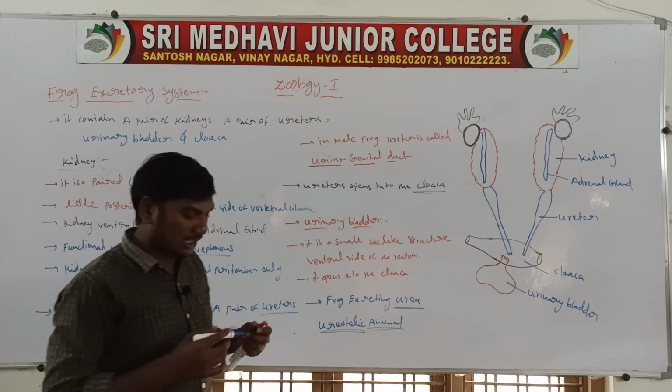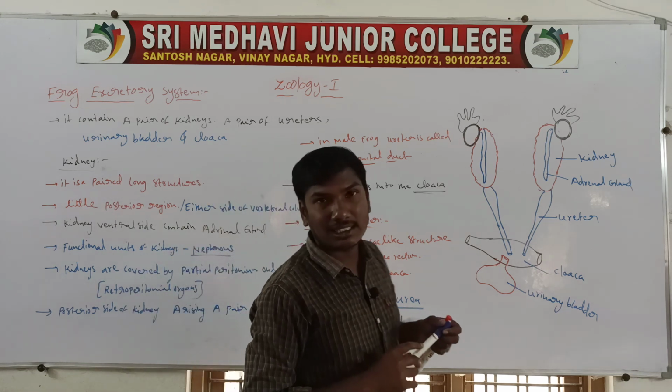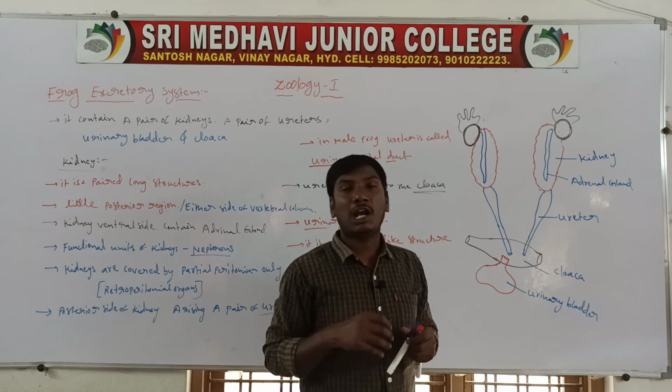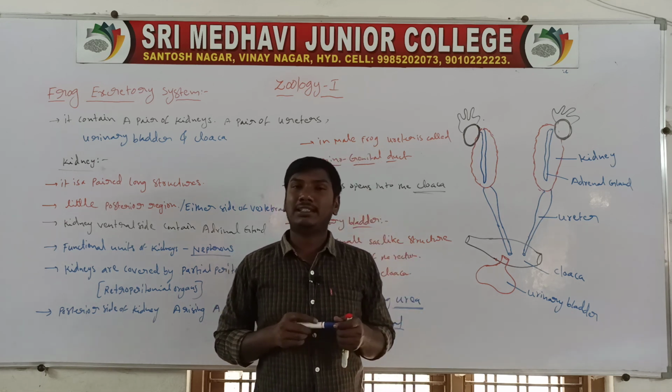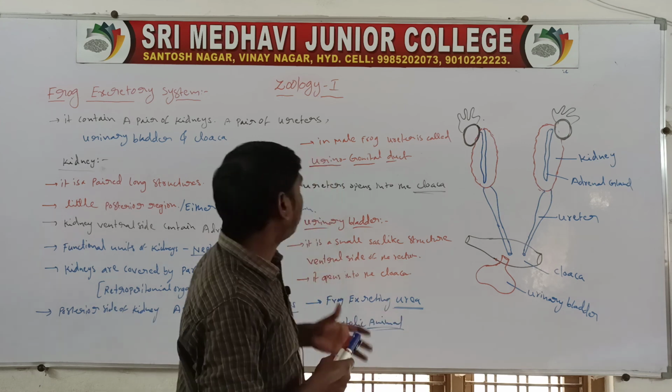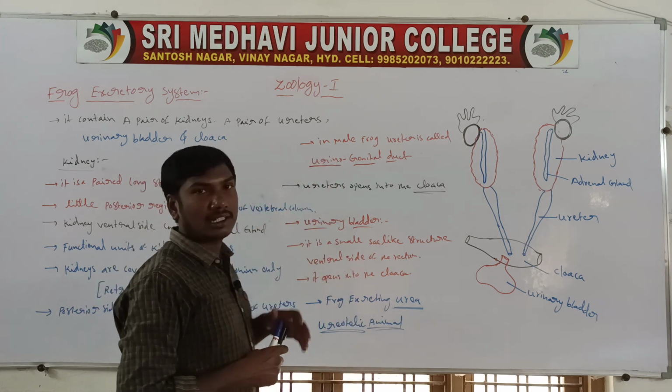Next, the main function of the excretory system is the excretion of nitrogenous waste materials and maintaining the body water levels and electrolyte levels. So that is the frog excretory system.